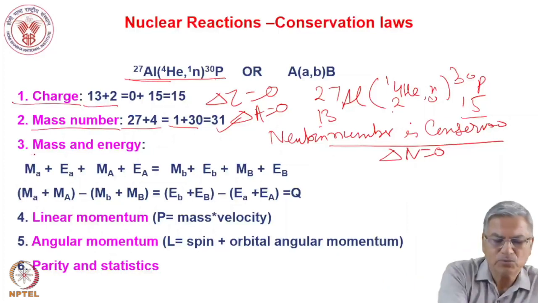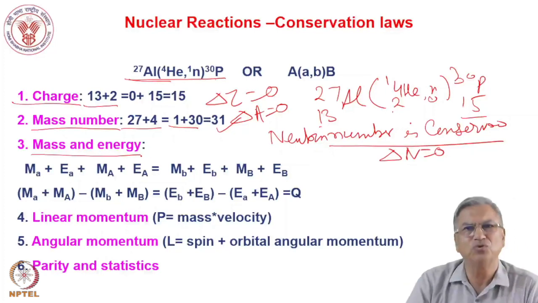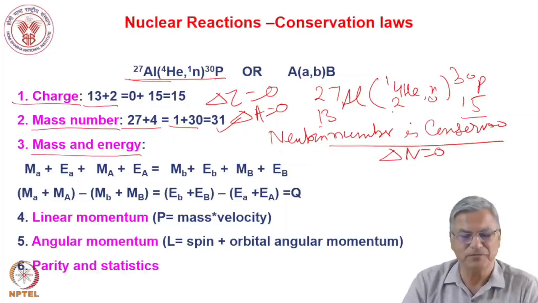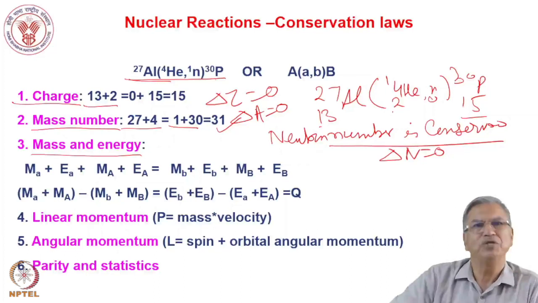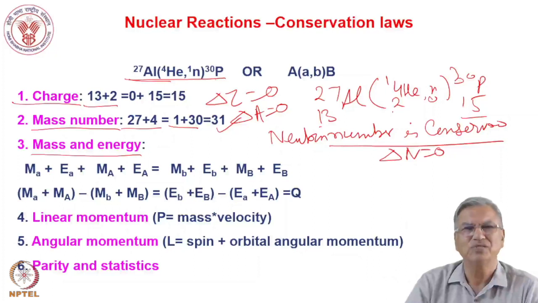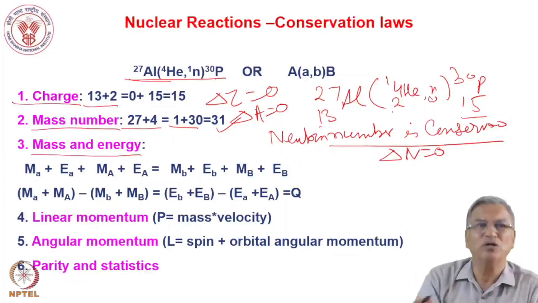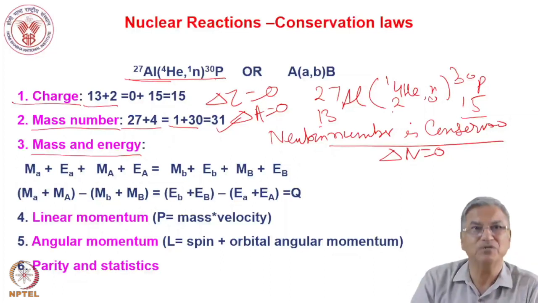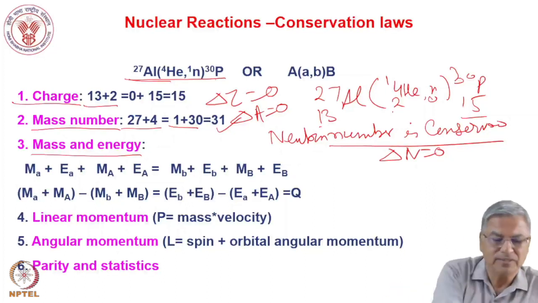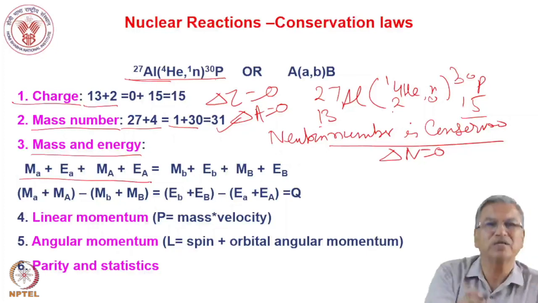Now, when it comes to mass and energy, you know that mass and energy are interconvertible. When nucleons combine to form a nucleus, energy is released. Or if you want to break a nucleus into constituent nucleons, you require energy. So mass and energy are interconverted. That is why, when it comes to conservation of mass and energy, it is the sum total of mass and energy that is conserved, not mass alone. Mass alone is not conserved, energy alone is not conserved. It is mass plus energy together that are conserved.